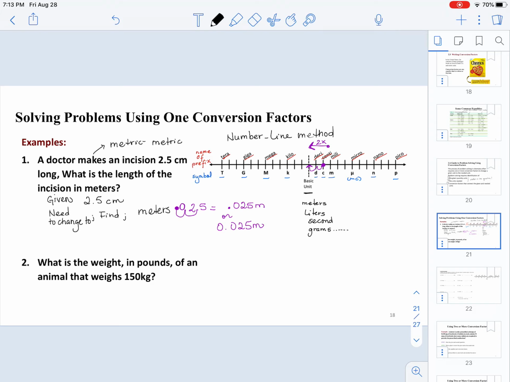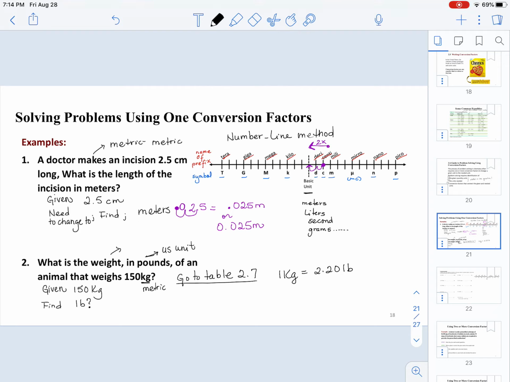What is the weight in pounds of an animal that weighs 150 kilograms? So when we have this, again, let's write what is given. What is given to us is 150 kilograms. What we need to find is, how is that related to pounds? Okay, so when it comes to this, then you have to go to table 2.7. And why do I direct you there? Because this is going to be a relationship between metric and US unit. Okay, so we can find the conversion factor in table 2.7, which means that 1 kilogram equals 2.20 pounds.